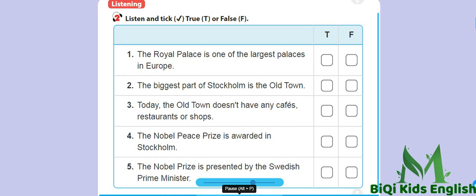Stockholm is also the city where Nobel Prizes, except for the Nobel Peace Prize, are awarded each year. On the 10th of December, the day when Alfred Nobel died, the Nobel Prize winners receive their awards from the Swedish King. A Nobel diploma, a medal, and 10 million Swedish crowns per prize.